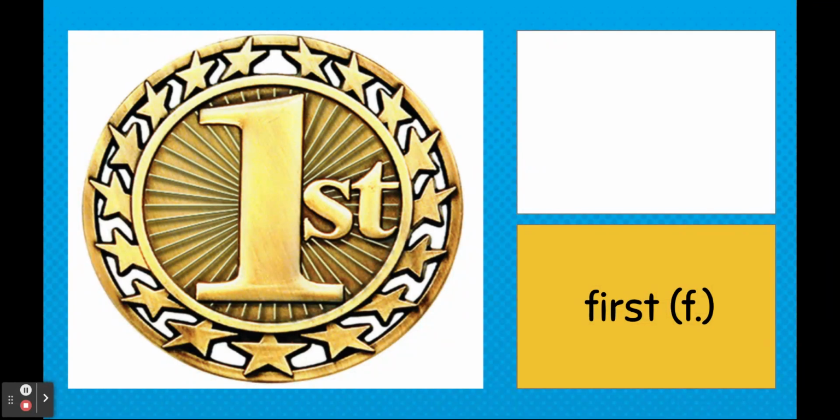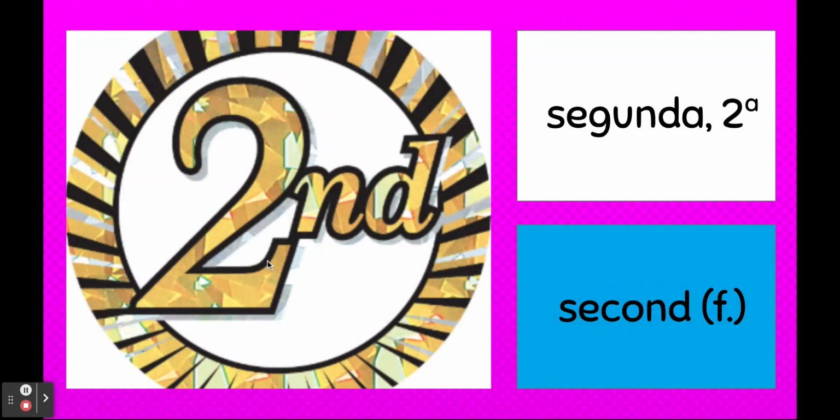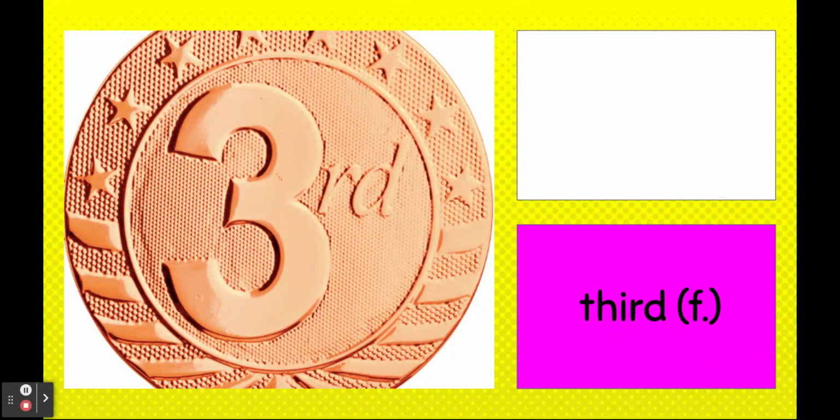To say first, we use the word primera. Also, I want you to notice that just like in English where we write the number 1 with an ST afterward, in Spanish to say primera, we write a number 1 with a small a hyperscripted above the number 1. So primera would be first. Then we have segunda, which would be second. Tercera, which is third.